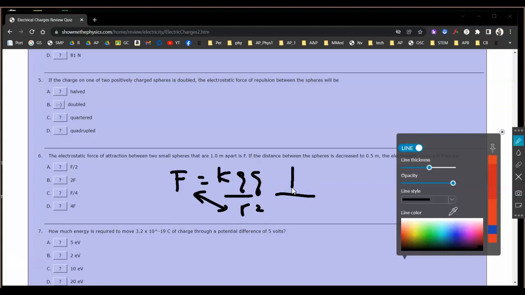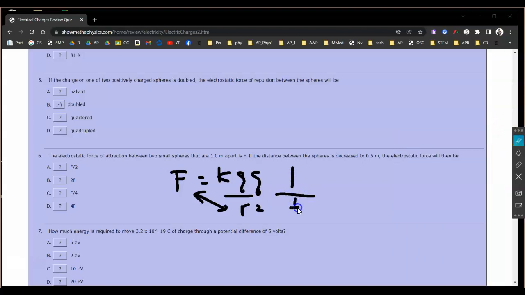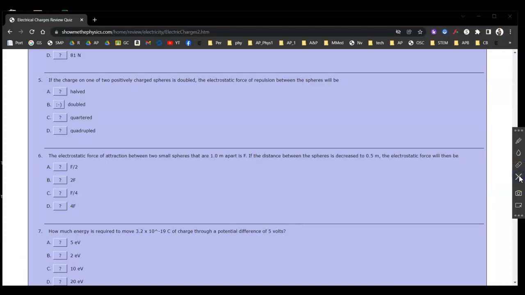You know what happened to the bottom? The bottom was halved. But that's squared, isn't it? What do you think the answer is? You are correct. It's D. 1/2 gives you 4 because you invert and you square.